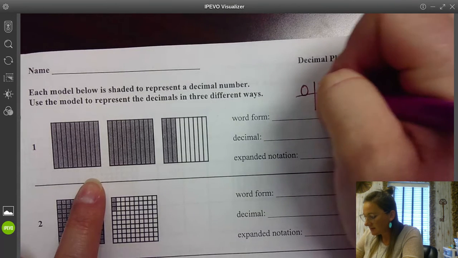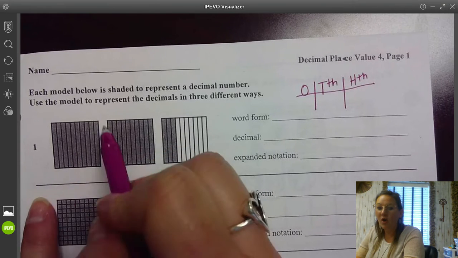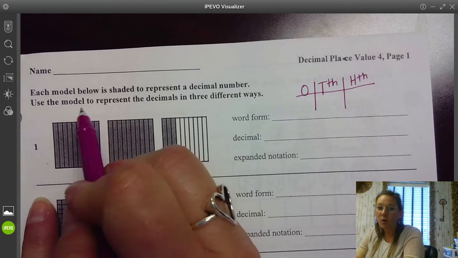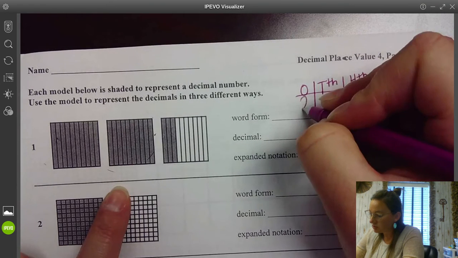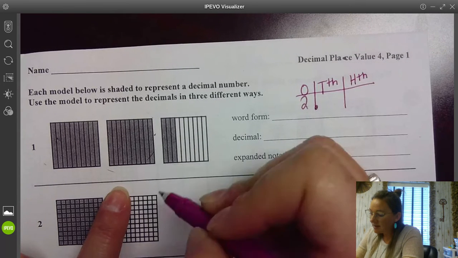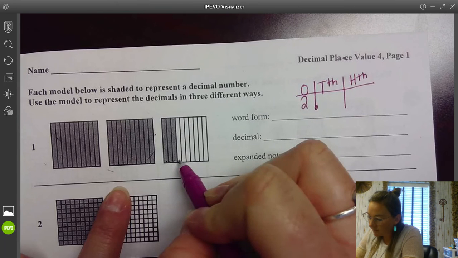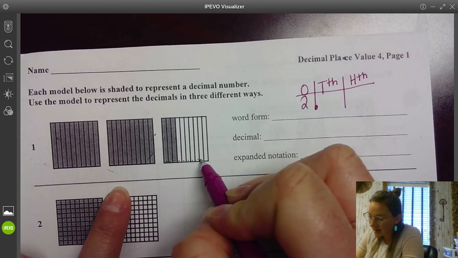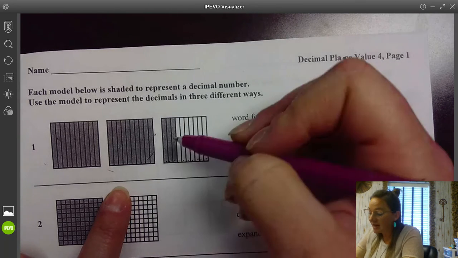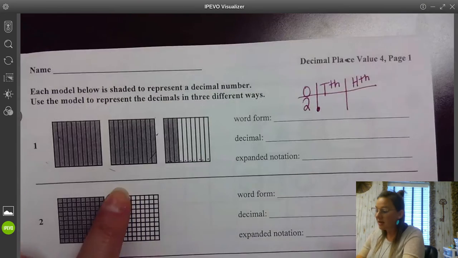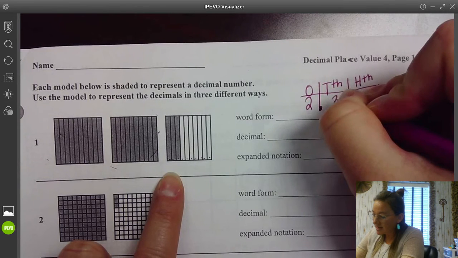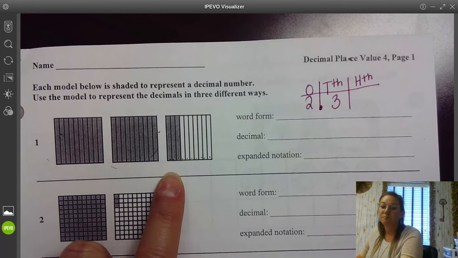and hundredths. Okay, what's shaded here? The whole thing. So I have one whole and I have two wholes. So I have two, and notice how this is 1, 2, 3, 4, 5, 6, 7, 8, 9, 10. It's out of 10, right? So those are tenths. And there's 3 shaded of the 10. So this is 3 tenths.